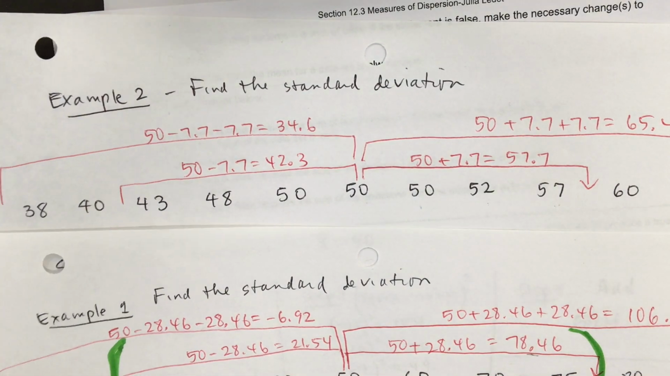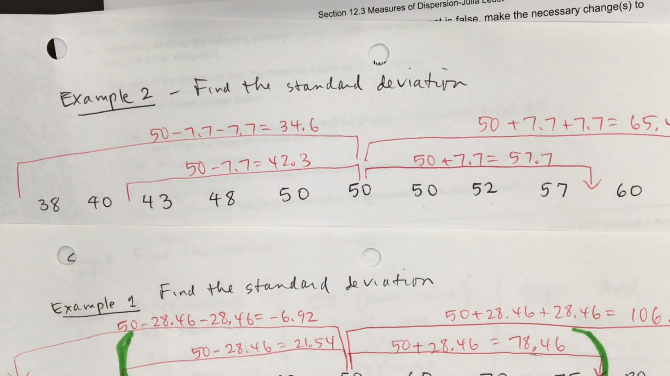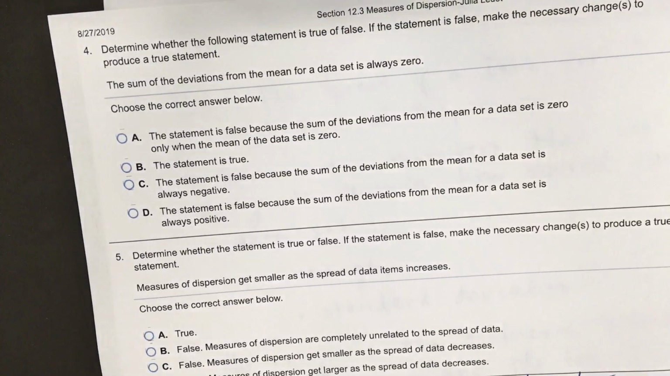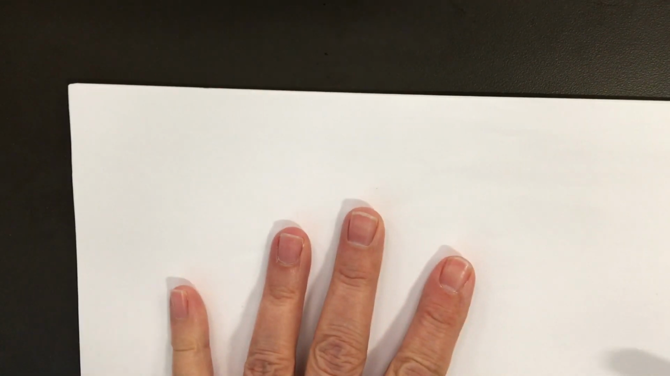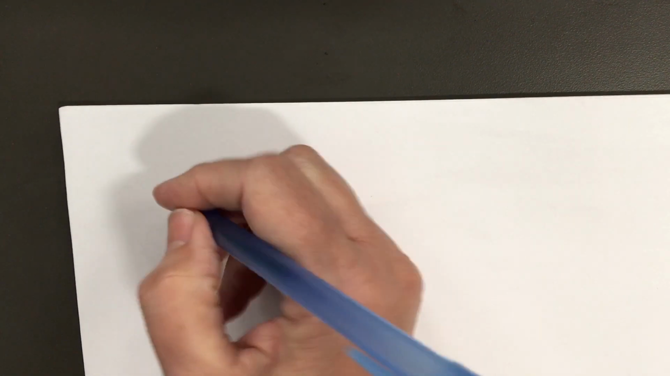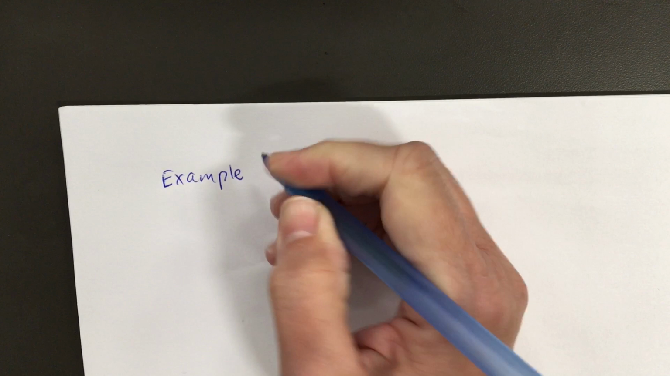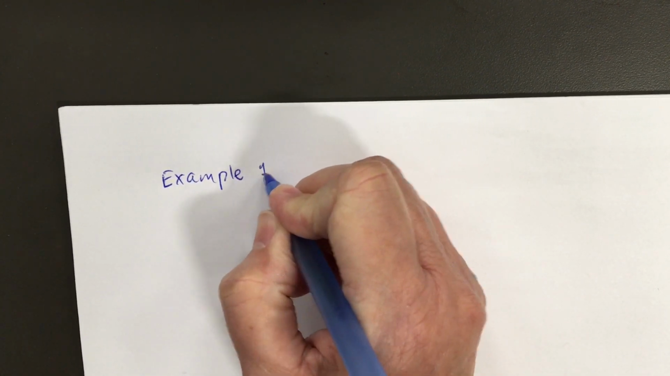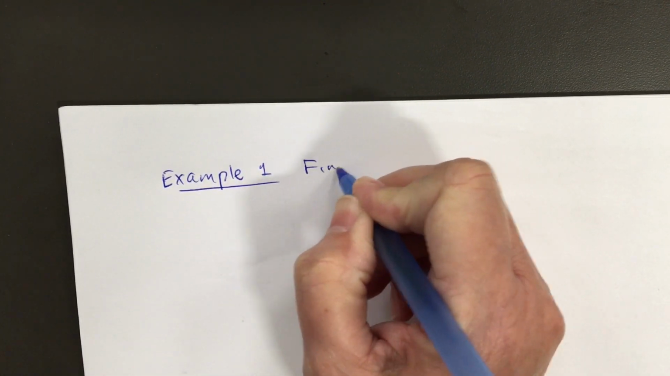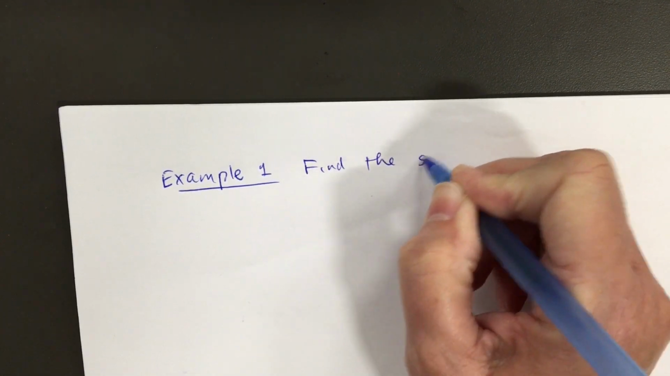I'm going to start on a clean sheet of paper and work this out for you so you can see how we calculate standard deviations. I'll put my page sideways. For your notes page, I will write here at the top, they take up about a whole page. Example 1, find the standard deviation.